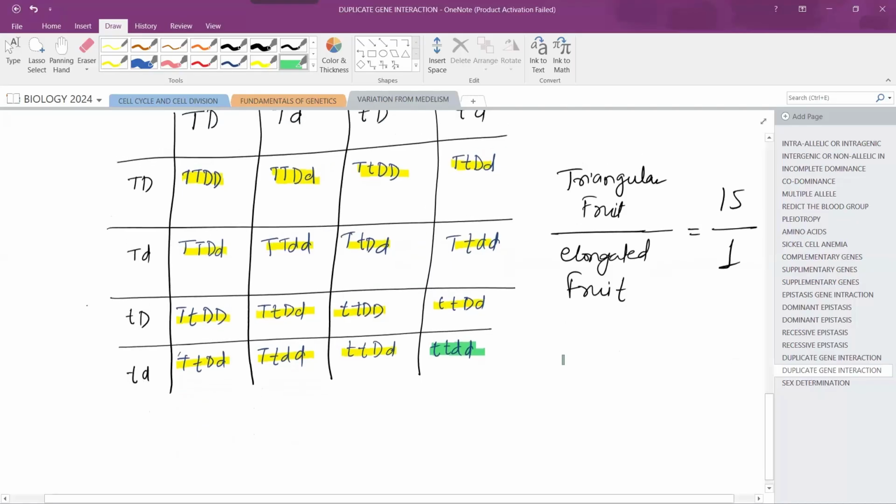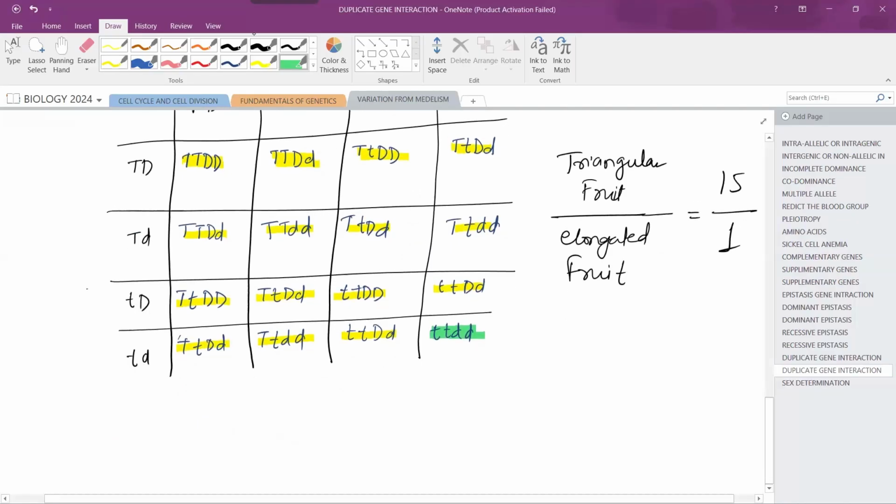Okay, let's check that about the genotypic ratio. Is it always 9 is to 3 is to 3 is to 1? That is 1, 2, 2, 4, 1, 2, 1, 2, 1 or not? Can you do that for me? Make the genotypic ratio.